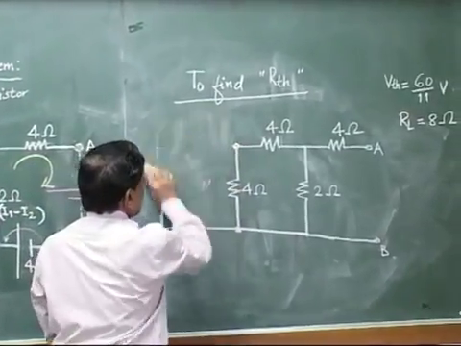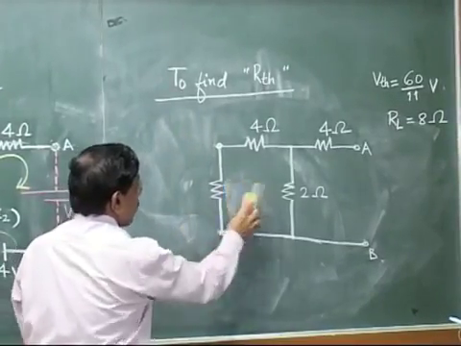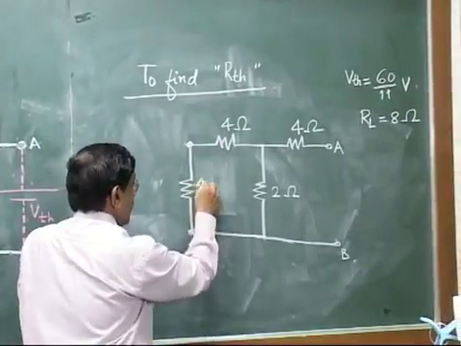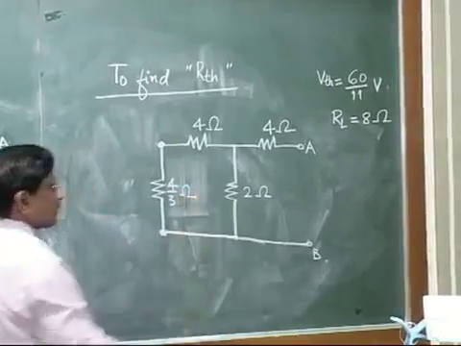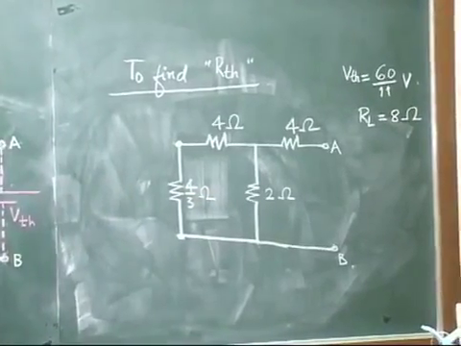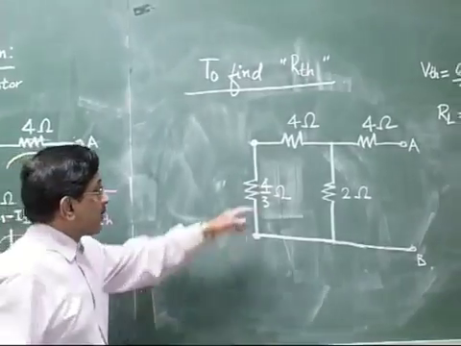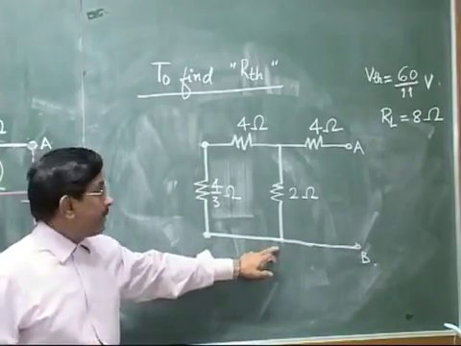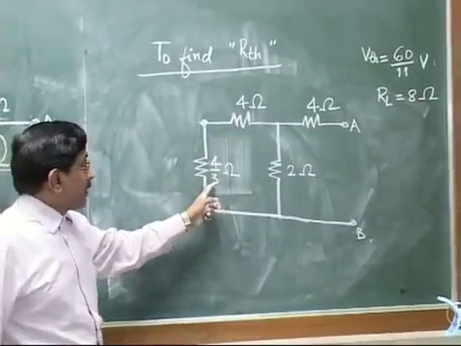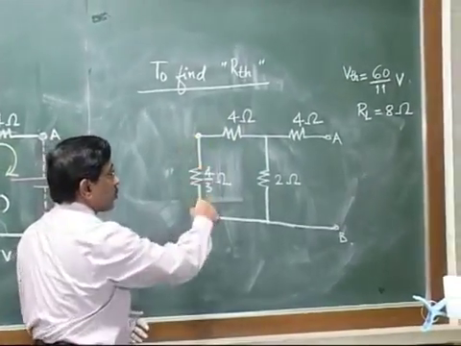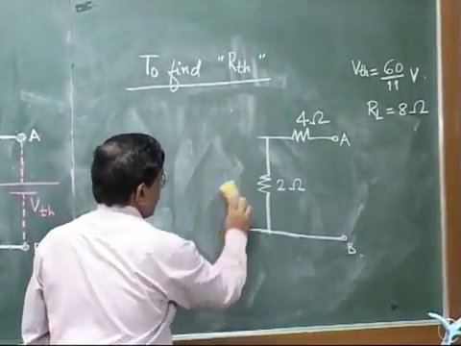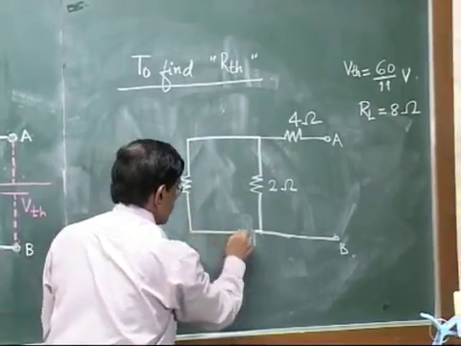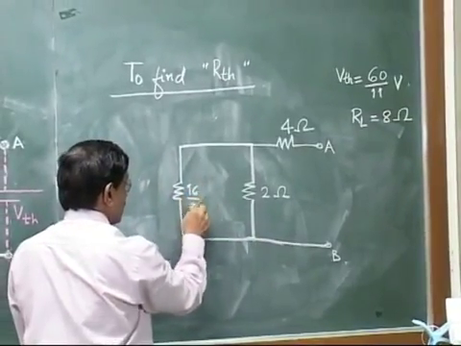That means my circuit is now reduced like this. Instead of both of them, I will write here the value 4 by 3 ohm. Now the circuit is reduced like this. Further we have to simplify it. Now see, this 4 ohm is in series with this 4 by 3. When they are in series, we have to add them. So 4 plus 4 by 3 is 16 by 3. Instead of these 2, I will show only one with value 16 by 3. So your next circuit will be this one, 16 by 3 ohm.